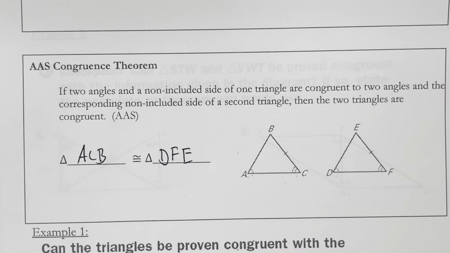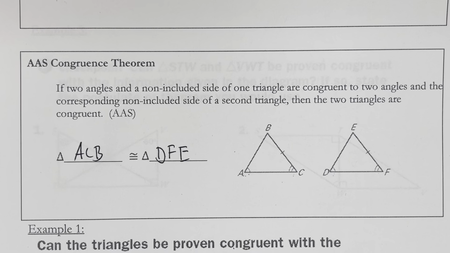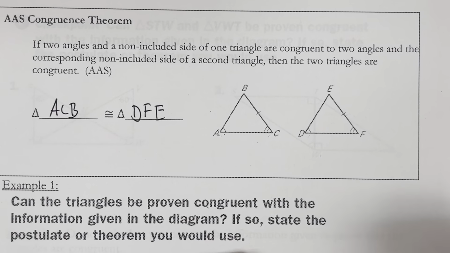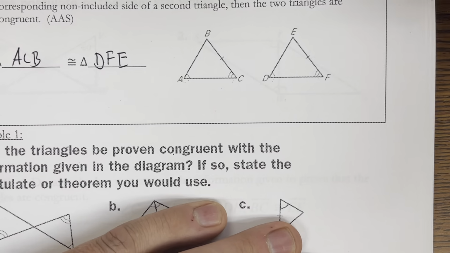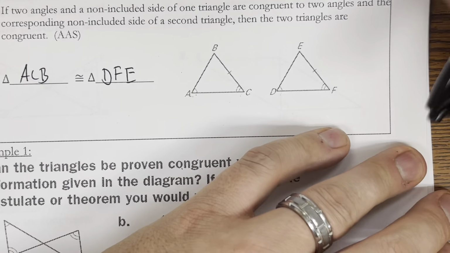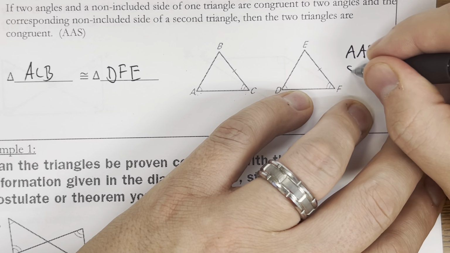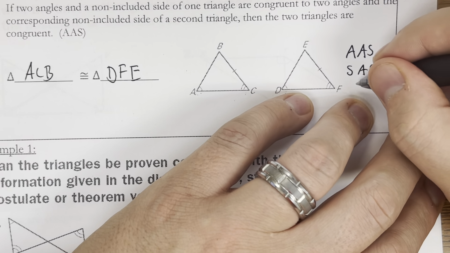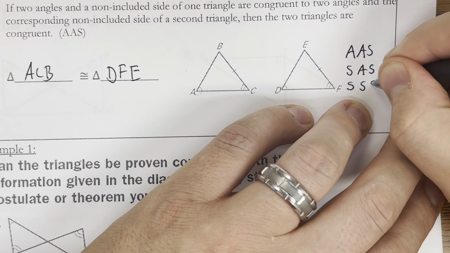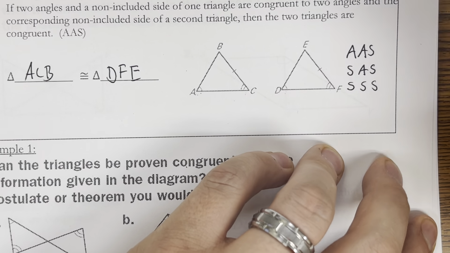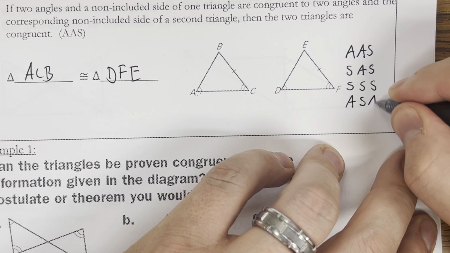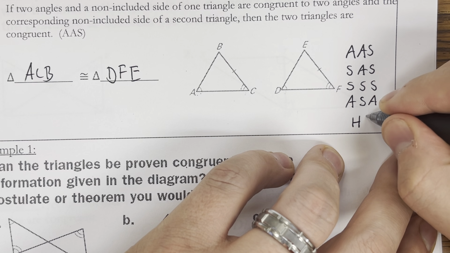All right, so that is our last theorem. So I'm going to write all of them down right now. All the ways we can show triangles are congruent are angle, angle, side, side, angle, side, side, side, side, angle, side, angle, and hypotenuse, leg.